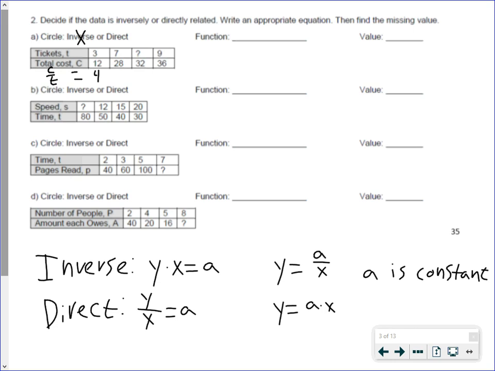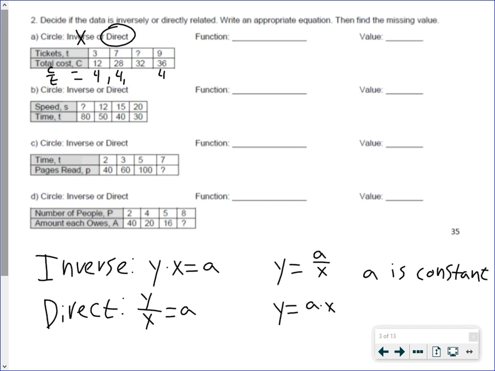When 28 is divided by 7, I get 4. 32, we don't know how many tickets we need for that. And when 36 is divided by 9, we also get 4. So the ratio of each pair of terms is always the same no matter which pair we choose. So that means we know that tickets and total costs are directly related.